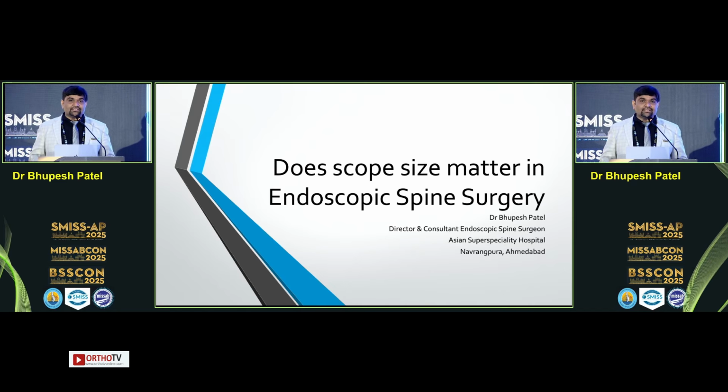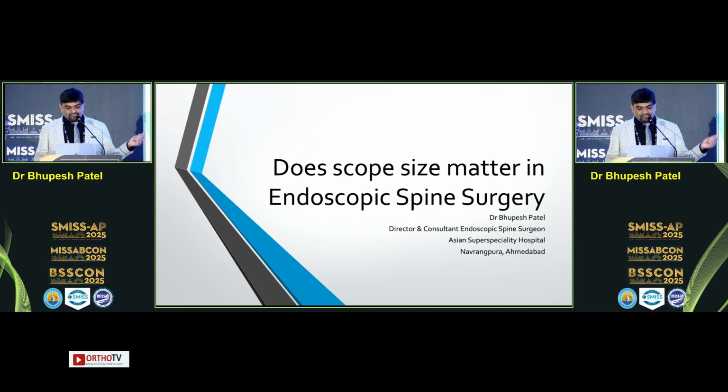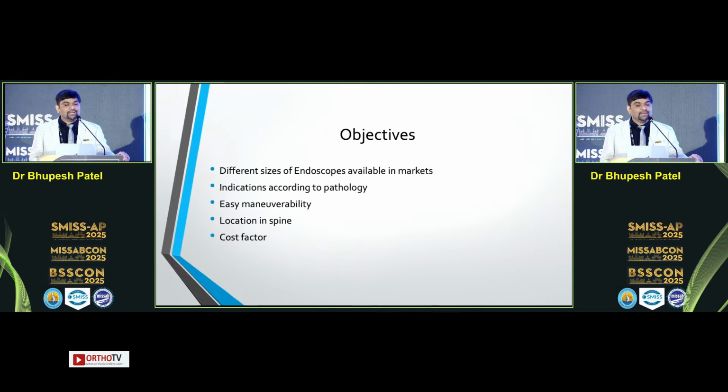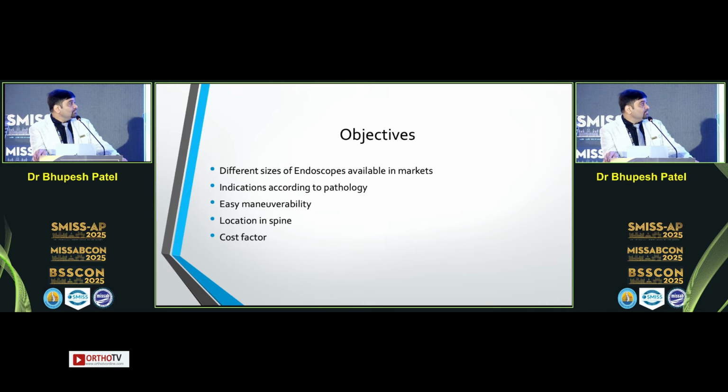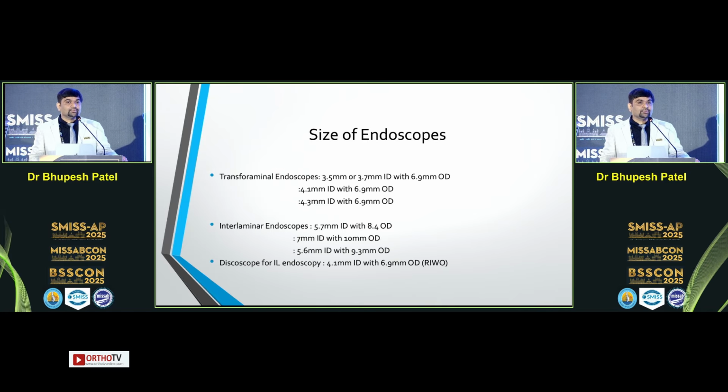Size always matters, whether it's scope or somewhere else. So today we'll talk about this. Does the size of the scope matter in transforaminal or endoscopic spine surgery? Our main objectives are: what are the different kinds of monoportal scopes available in the market? What are the indications according to pathology? How we easily maneuver, because when we are in the interlaminar space, we have limited space available. So how easily you maneuver the scope to reach the pathology is very important. Also, which segment of the spine you operate, whether it is thoracic, cervical or lumbar spine. Last is the most important, the cost factor.